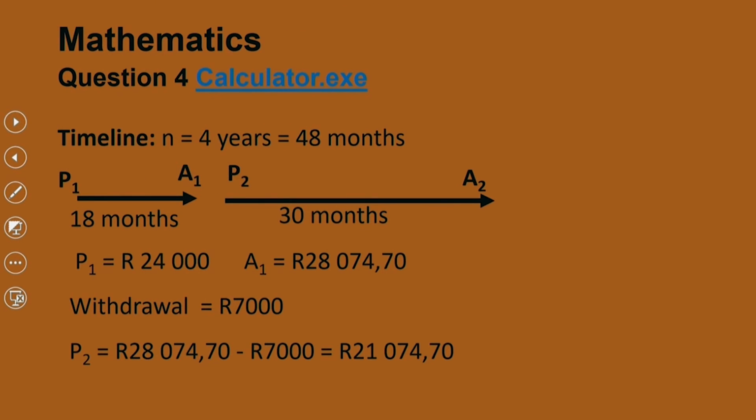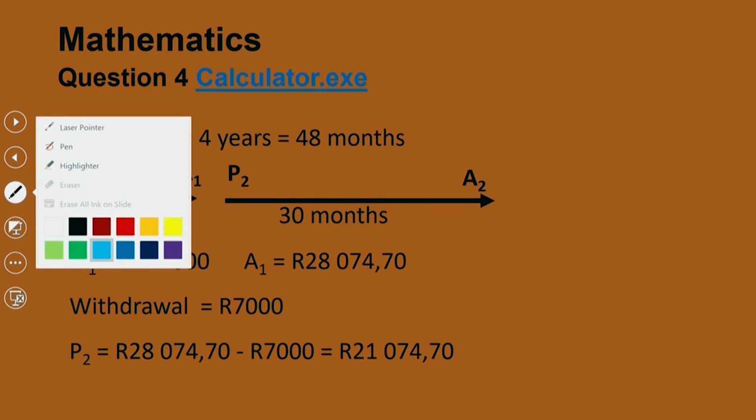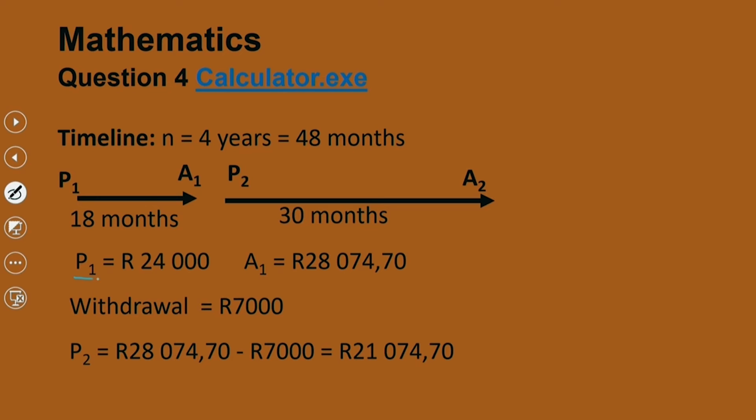Remember what we said. Now we have found the following. We know P1 is equal to 24,000. We found A after 18 months, which is equal to 28,074.70. Now there was a withdrawal that was made of 7,000. What does withdrawal mean? It means we must subtract the 7,000 from the 28,074.70. And when you do that, it will give you 21,074.70.